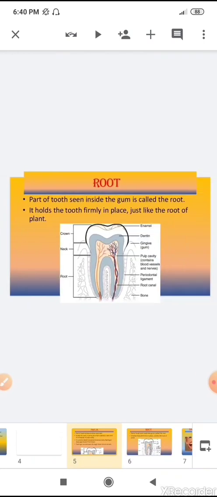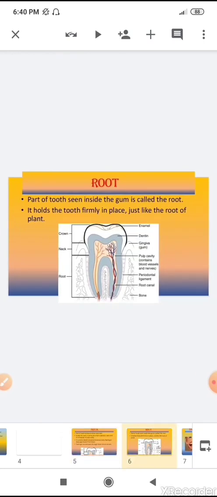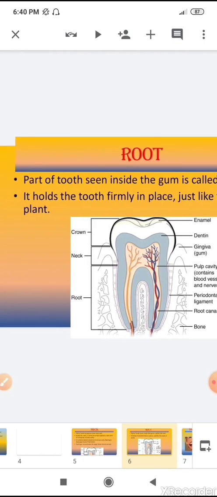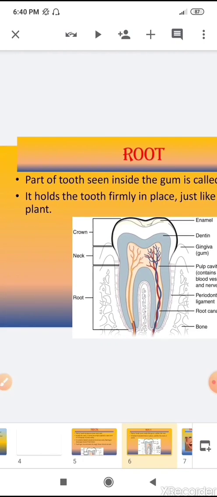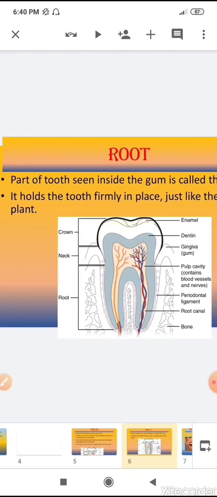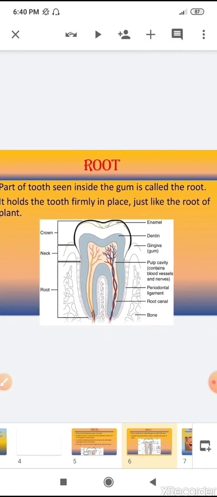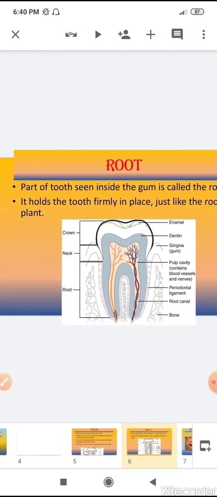Children, the next part of your tooth is the root. The part of the tooth seen inside the gums is called the root. The main function of the root is that it holds the tooth firmly in place, just like the root of a plant. So the main function of the root is to hold the teeth inside the gums, inside your jaw.